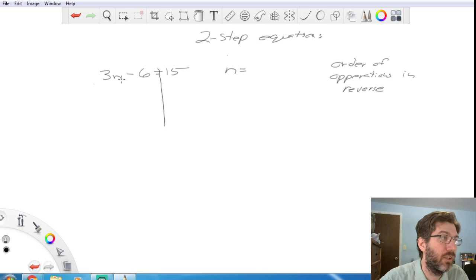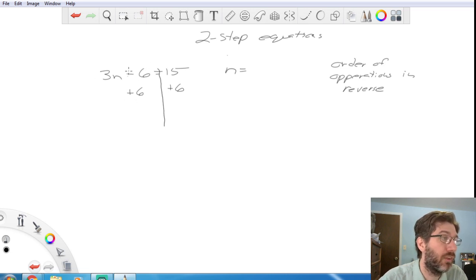So you look over here and you decide, well, what's attached to n? What's happening here? You have 3 being multiplied to n, and then you have subtracting 6 from it. Well, order of operations in reverse says I want to get rid of that subtraction first. So in order to get rid of minus 6, I do the inverse, which is add 6. So I'm going to add 6 to this side, and I'm going to add 6 to that side, making sure you do order of operations in reverse. I need to get rid of that addition and subtraction before I can deal with this multiplication.